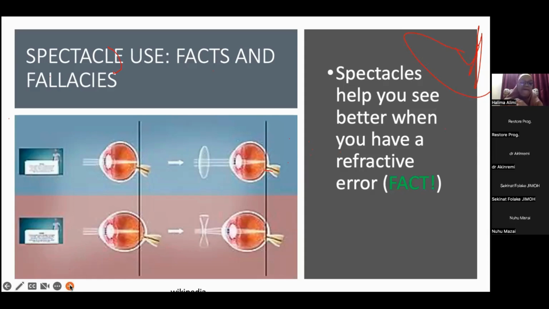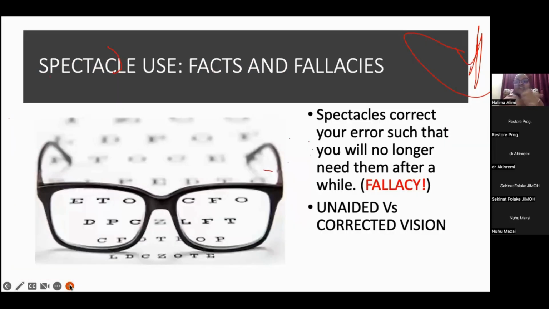Next, some people think that spectacles correct your error such that you will no longer need them after a while. Now, this is not a fact. This is a fallacy. It's not true. And this is the opportunity, this creates a fantastic opportunity for us to attend to this very confusing situation, because I get asked all the time, my child has been using glasses for 5 years. The doctor had told me it was a corrective pair of lenses. Why hasn't he corrected? And so this is a time to make everyone understand where the confusion has come from.